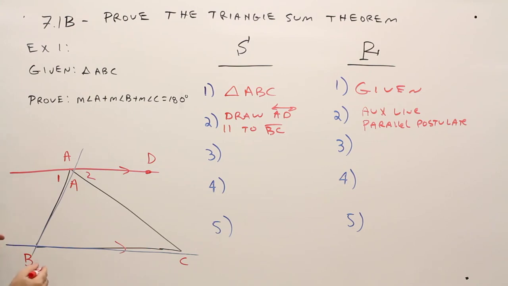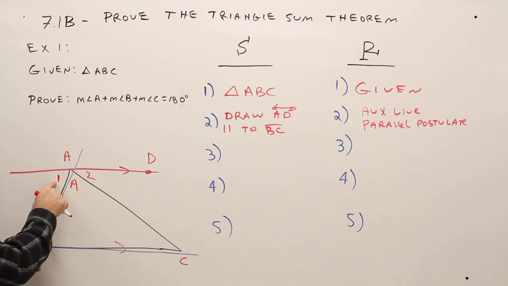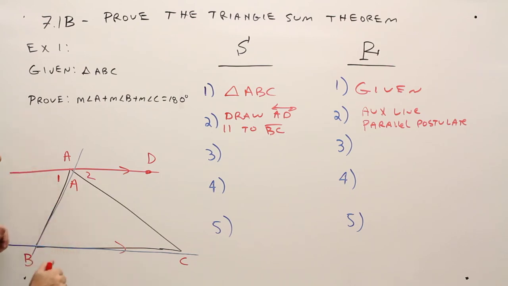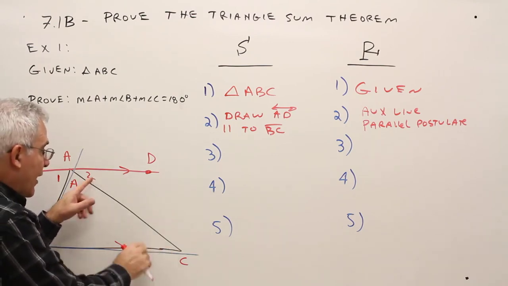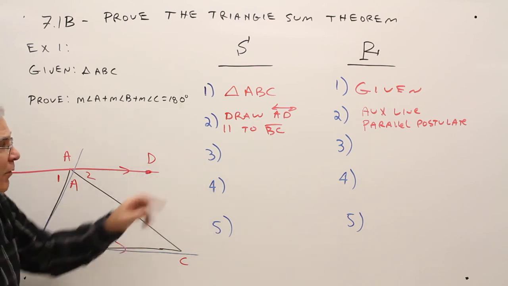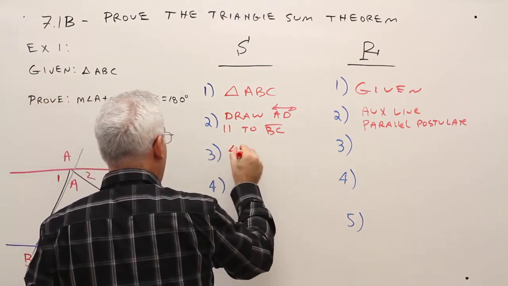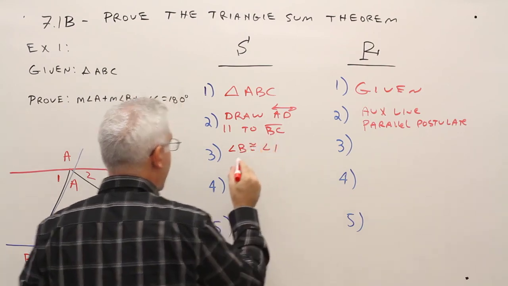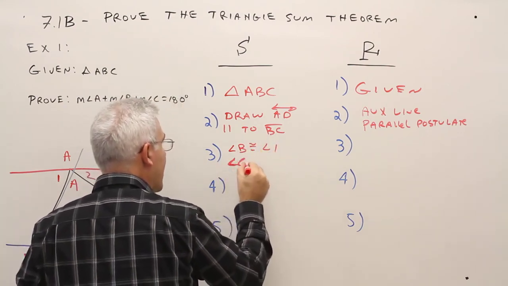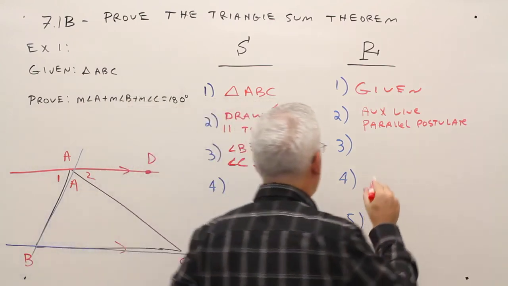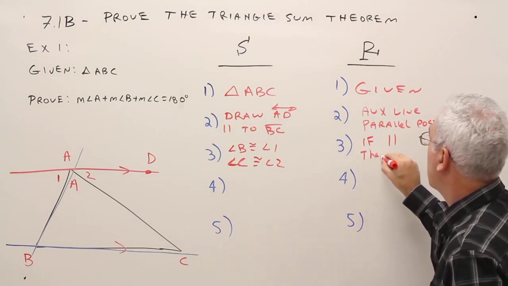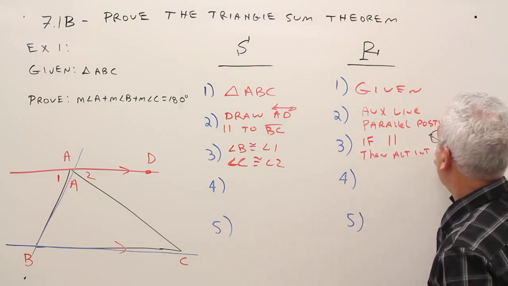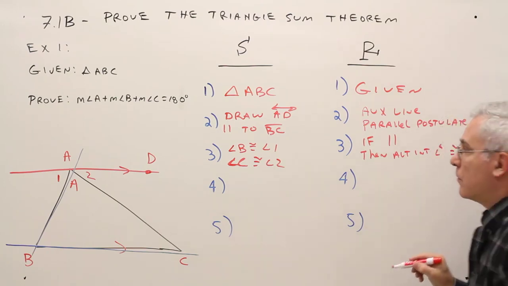Oh, I know that this angle B is going to be congruent to angle 1 because they're alternate interior angles. And I got the parallel lines. Oh, I'll know that this angle C is going to be congruent to angle 2. Again, they're alternate interior angles. So I'll put those both here. So I'll say angle B is congruent to angle 1. Angle C is congruent to angle 2. If parallel lines, then alternate interior angles congruent.